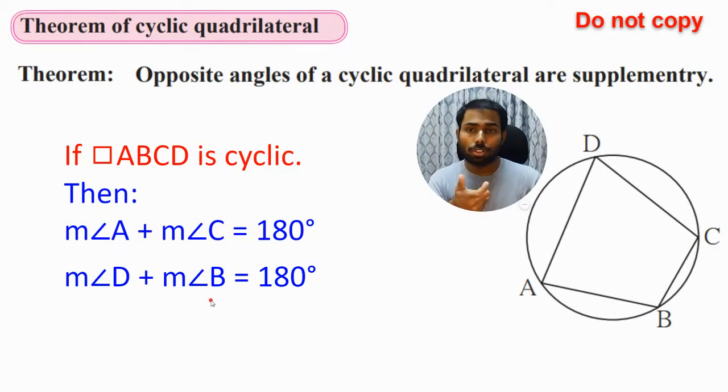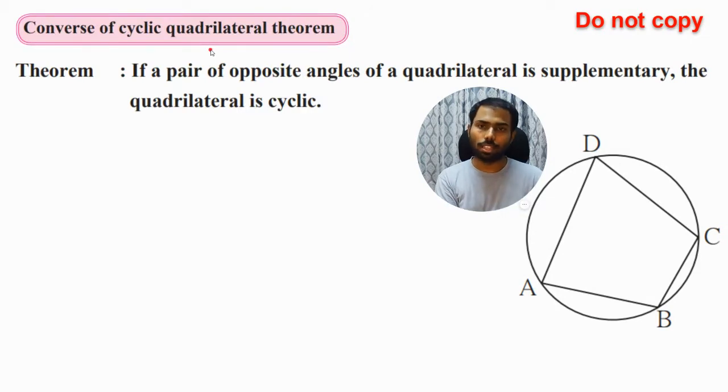What will be the converse of the cyclic quadrilateral theorem? Okay, you know the meaning of the word converse, right? By now you should know what the meaning of the converse of a theorem is. So what happens in a converse? It's the same theorem, but whatever is in the if goes to the then, and whatever is in the then comes to the if. So the condition already given and the consequence of that condition get interchanged. Okay, so what will be the converse of the cyclic quadrilateral theorem?